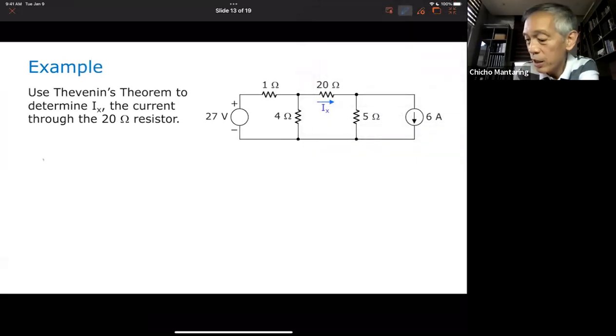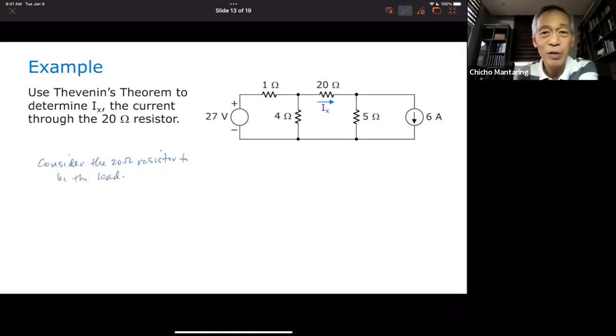So you consider the 20 ohm resistor to be the load. No? In other words, the 20 ohm resistor is network B. And so what do I do? I remove the load. No? Okay. So ano matitira pag tinanggal ko yung load?